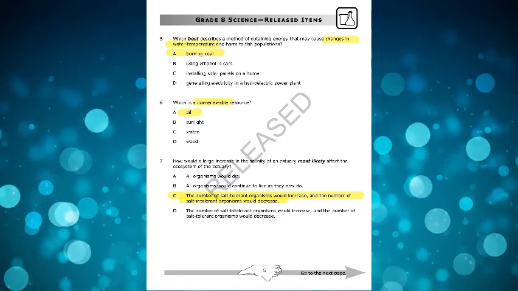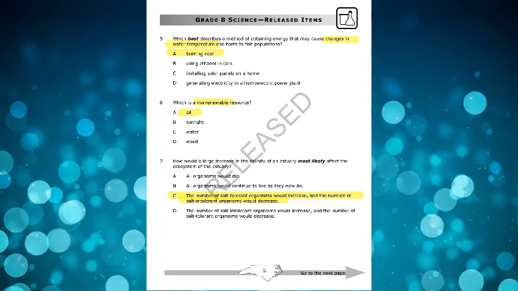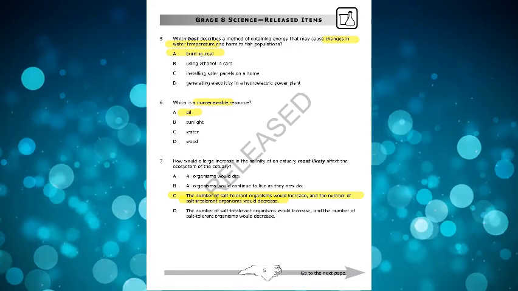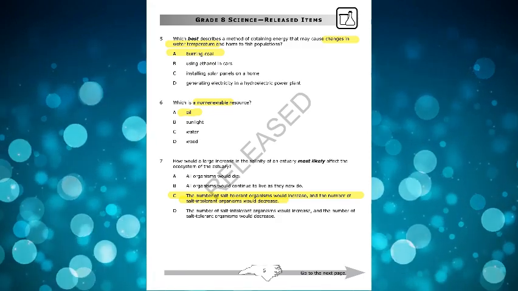Again, that's going to increase greenhouse gases, which is in turn going to increase water temperature. Which is a non-renewable resource? Again, non-renewable means it's something that's not replaced in a short amount of time, and that would be oil.